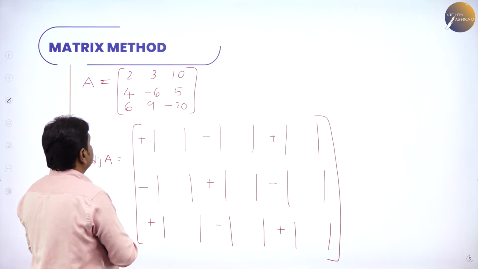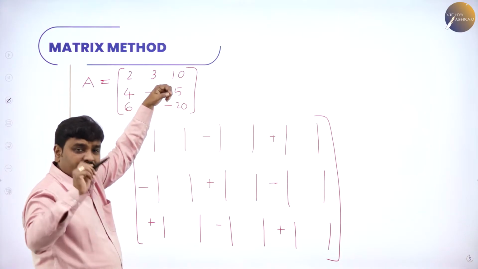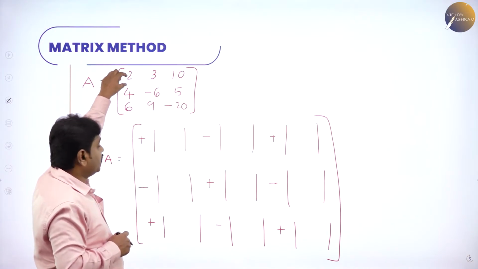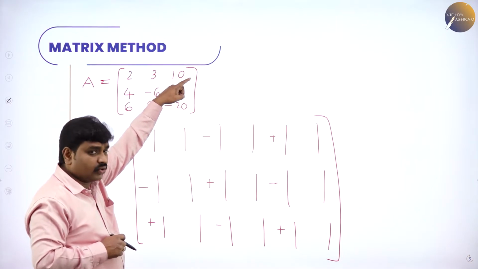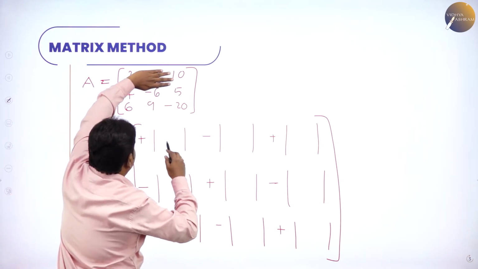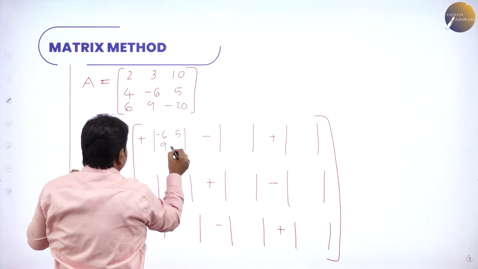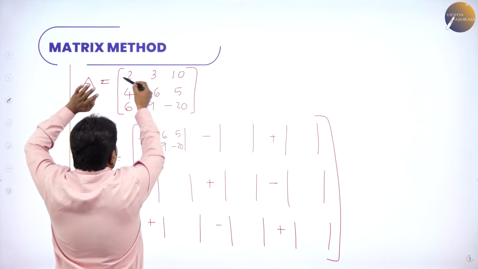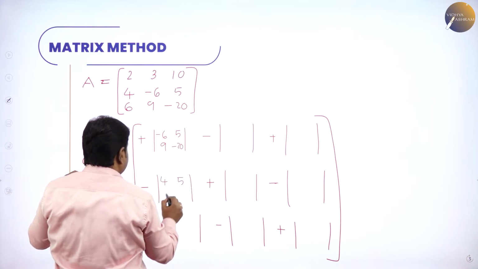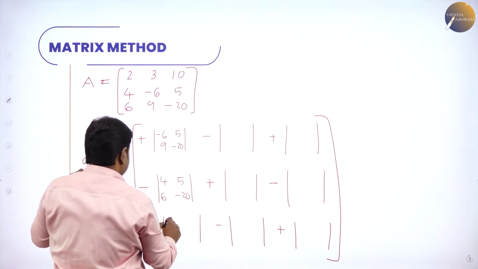Now fill this. For the first row, for each element we'll find the determinant and we'll write in column. Do for row and write in column. Look, for the first row elements, A11, A12, A13, find out and write in column. So we will do that. For the first element, leave the first row and first column, you will get minus 6, 5, 9, minus 20. Then second element, leave the first row and leave the second column, you get 4, 5, 6, minus 20. Then third, leave the first row and last column, you'll get 4, minus 6, 6, 9.